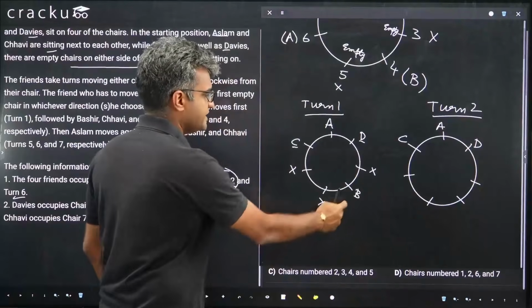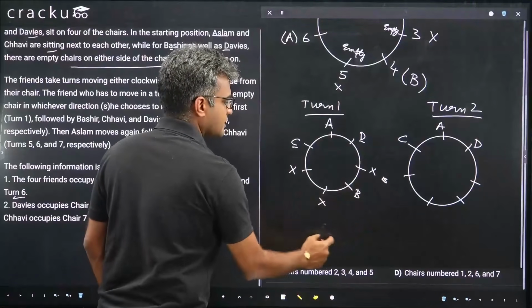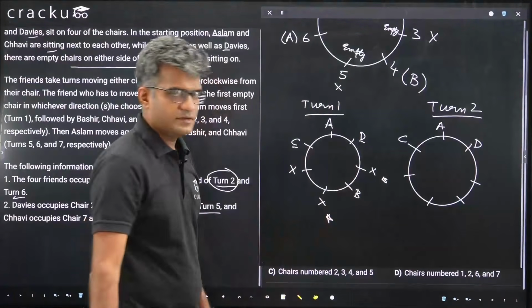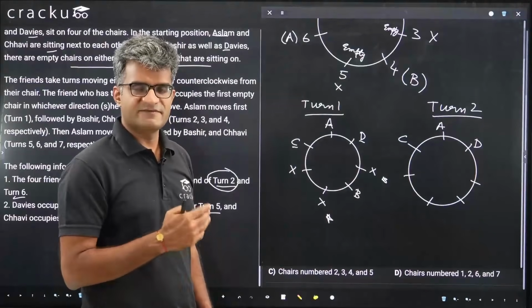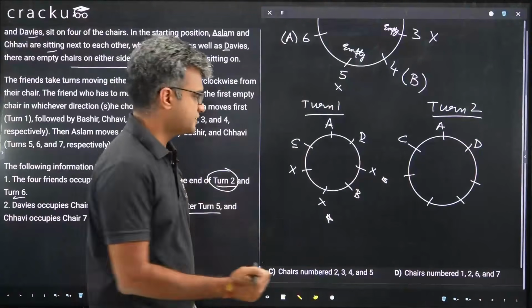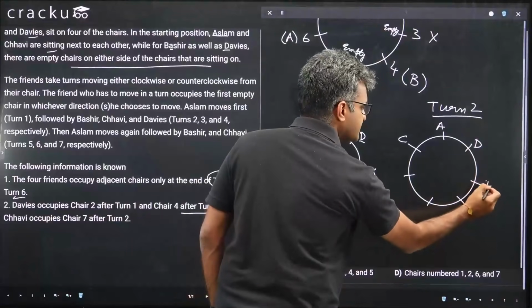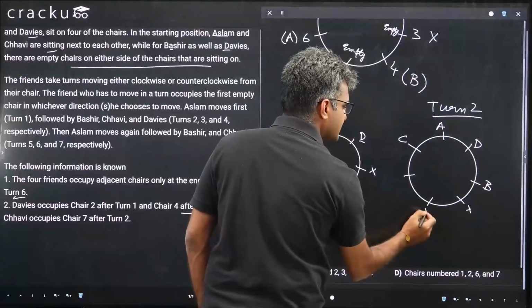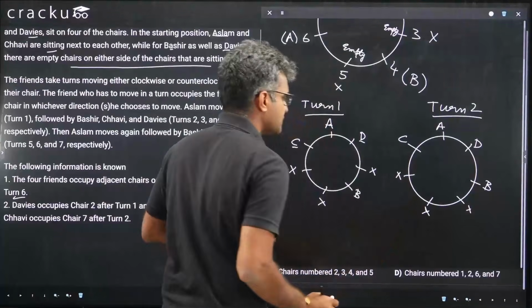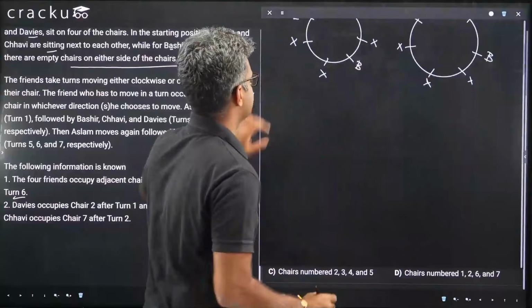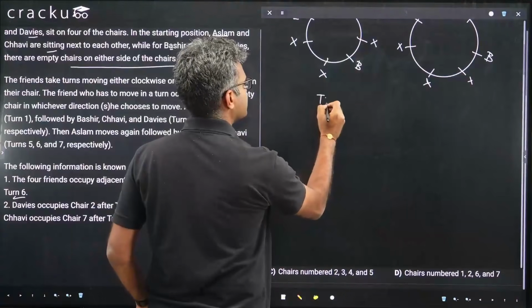B moves. B can either come over here or over here. But the clue that we have is that after turn 2, all of them are sitting next to each other. So that would imply that B has come over here and these chairs are empty after turn 2. What will happen after turn 3? This will be where we are writing turn 3.